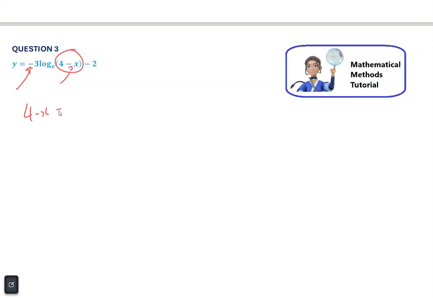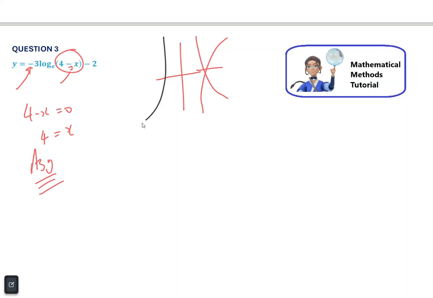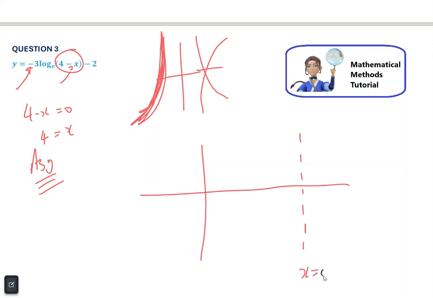4 minus x equals 0, x equals 4 is where my asymptote is. But my normal graph that looks like this, reflected over the x-axis, would then look like this. Reflected over the y-axis will now look like this. So this is going to be my general shape. So I can draw my axis. I can put my x equals 4 as being my asymptote, and my graph's going to look something like this.